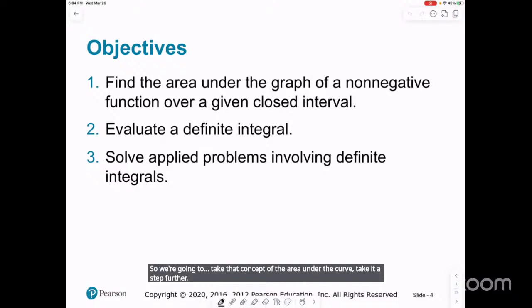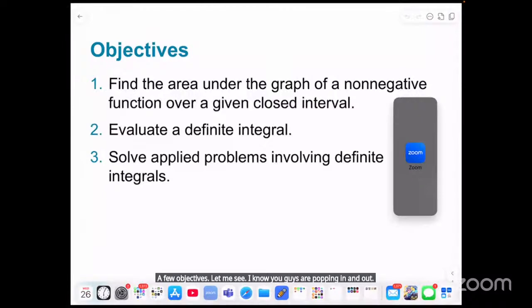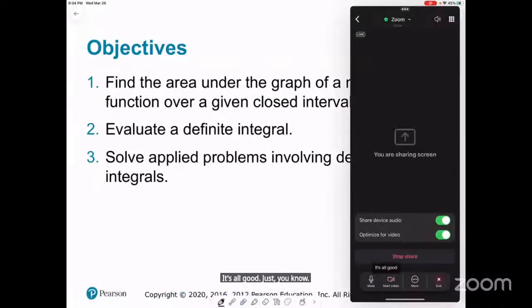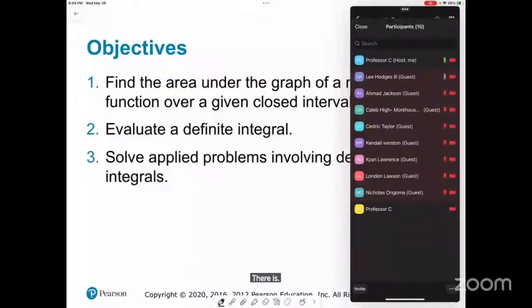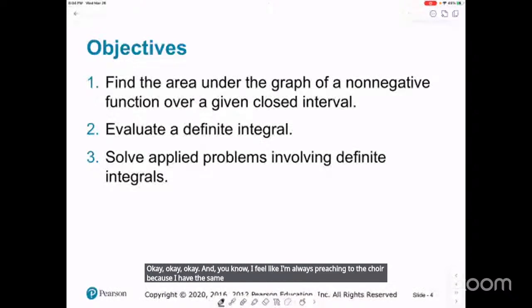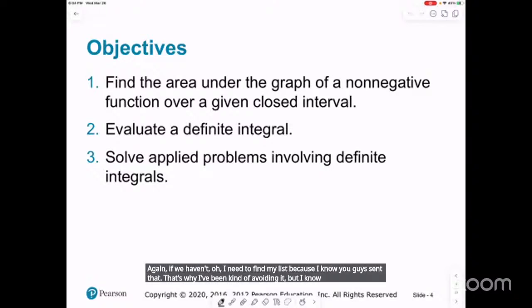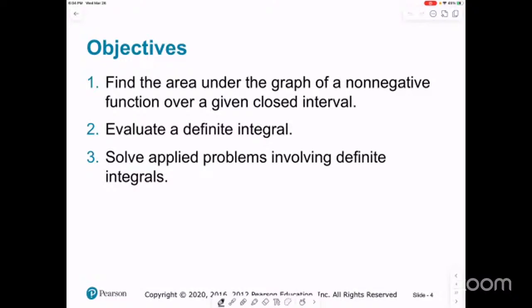A few objectives. Let me see. I know you guys are popping in and out. It's all good. I feel like I'm always preaching to the choir because I have the same gentlemen that are always here. I do need to submit names for people that have been MIA. It could happen at any moment. I need to find my list because I know you guys sent that. That's why I've been avoiding it. I know some people want to be booted. I just need to take the time to go through that and make a list. Anyway, I'll worry about that later.